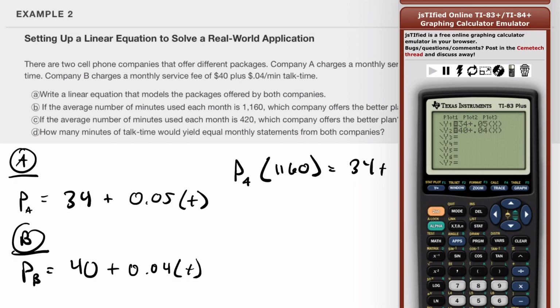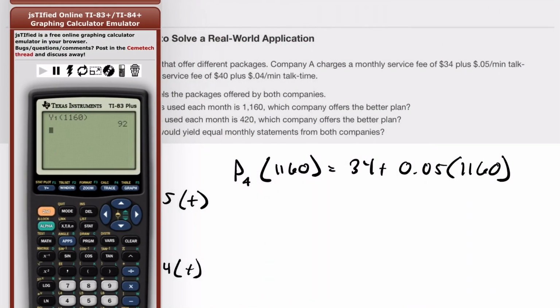So then if I go back home, let me call in these functions. To call on the functions, what I'm pressing, left of the clear button, is the button that says VARS. I think it's short for variables, so I'm going to click there. I'm going to go to the right to Y variables, number 1 for function, and I'm calling on the first function, for company A, and I want to evaluate that when X is 1160. Okay. So it looks like that bill is $92 for that month.